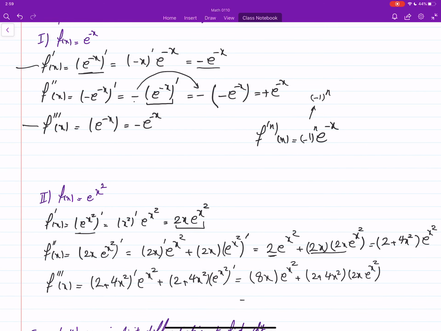Actually, I can now factor out e to the power x squared. Here I have 8x and 2x times 2 will give us another 4x. So together it will be 12x plus 2x times 4x squared. This is 8x cubed. That's the derivative of that function, the third derivative of that function.